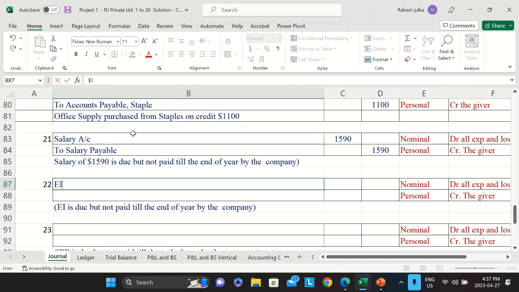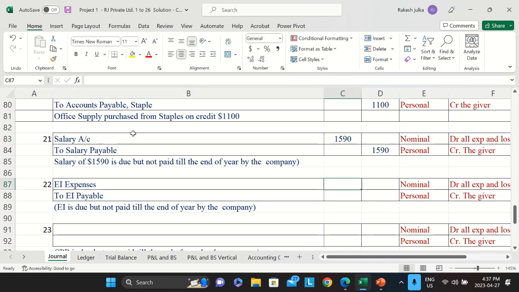So in this case, EI expenses to EI payable. So what is the amount here? So amount here for this transaction is 250. So this one will be the 22nd entry at 250 on the debit side and 250 on the credit side.